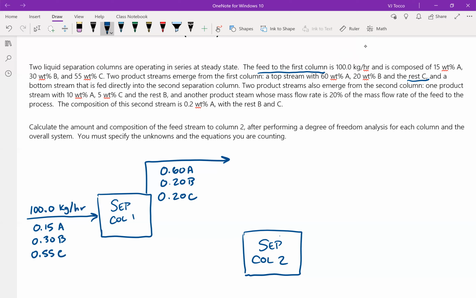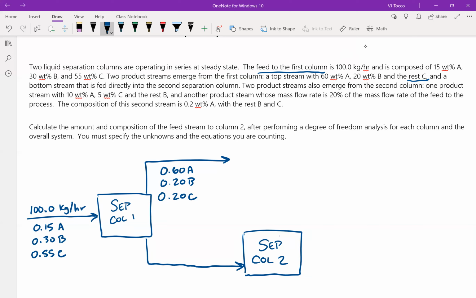The bottom stream is fed directly into the second separation column. And remembering from looking ahead, this is the flow rate and composition that I want to be able to calculate. So I don't have a flow rate here, and I didn't put a flow rate on my top stream. So remember that all streams need a flow rate and a composition in order to be appropriately specified.